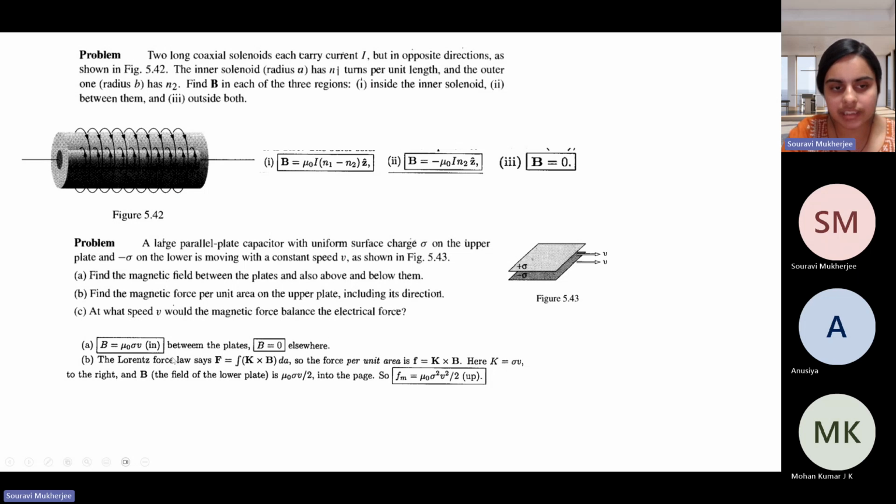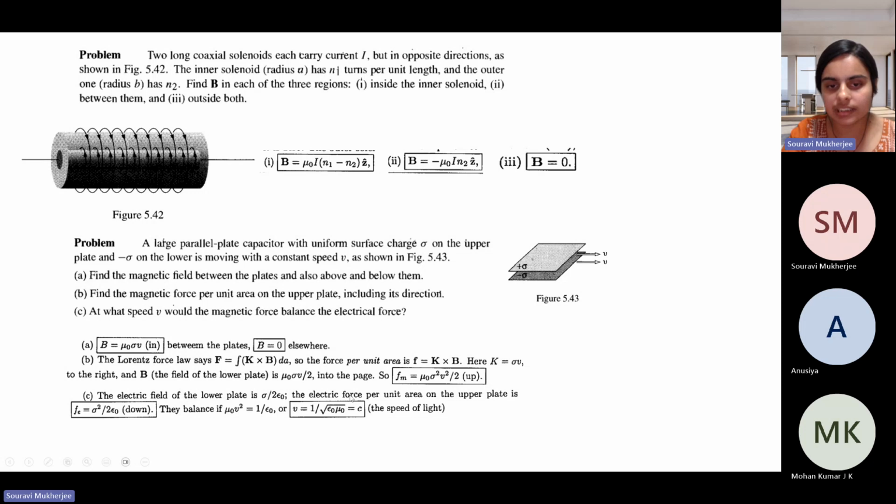And now, if you want to find the Lorentz force, again, you can use this relation, K cross B into dA, and you would see that this is how the magnetic force should look like. You know the expression for the electric force, and if you try to equate them, you would again see that for them to be equal, this v should be equal to the speed of light.